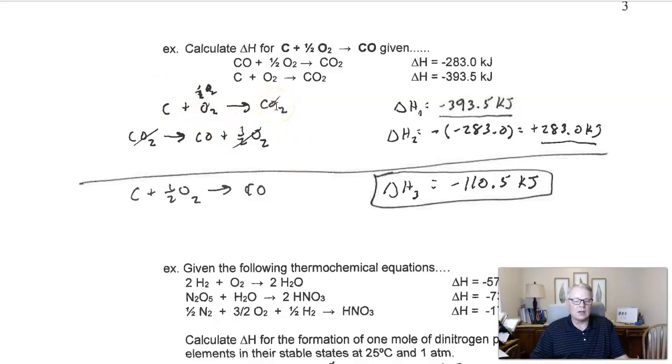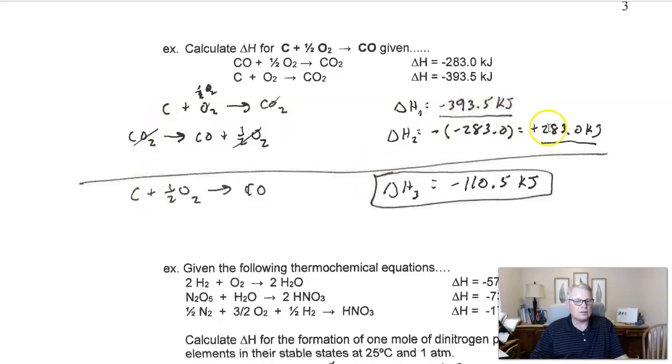Okay? So now all we've got to do is write down everything that's left over on the left-hand side of both equations. That would be a carbon. That would be a half a mole of O2. And then write down everything that's left over on the right-hand side. That would be a CO. Is this the equation we were looking for? Yeah, sure is.